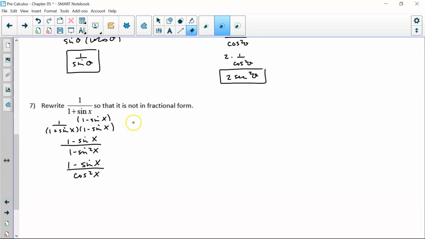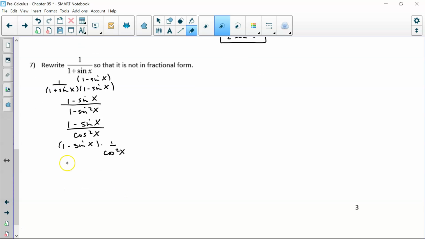Okay, now what we can do, it's the same as 1 minus sine of x times 1 over the cosine squared of x. It just says get it so it's not a fraction. So I can write 1 minus the sine of x, and instead of writing 1 over cosine squared, secant squared x. And there it is. We're going to see the need for this later on in the chapter. For right now, it's just an exercise of being able to rewrite and manipulate these trigonometric expressions.